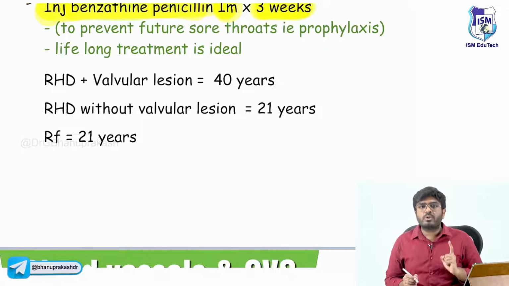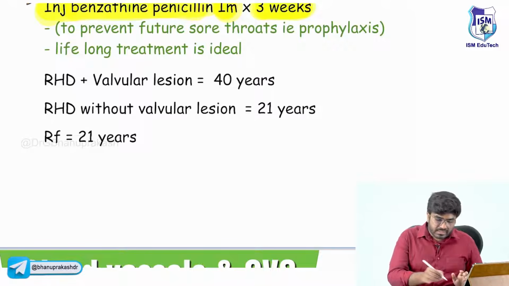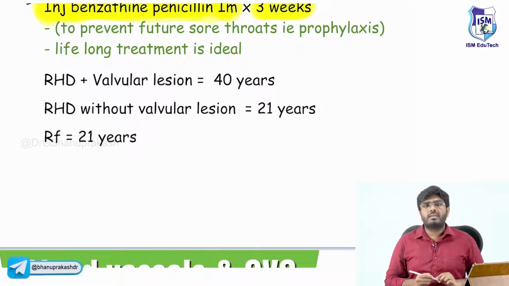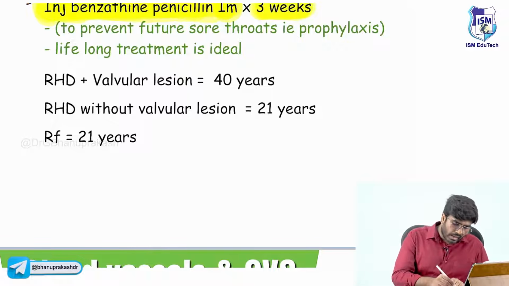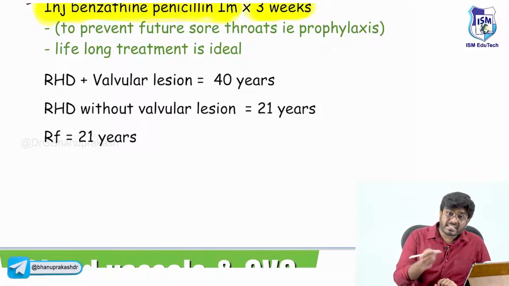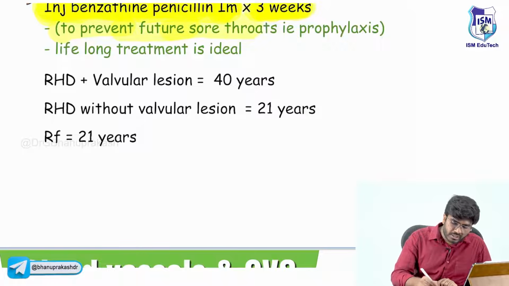Lifelong he has to come to the hospital once every 3 weeks and take benzathine penicillin. Why? Because this is an unlucky fellow, the 3% of the population. If in the future he gets one more attack, he will develop mitral stenosis. So benzathine penicillin intramuscularly every 3 weeks. Why? This is a prophylaxis to prevent future sore throats.